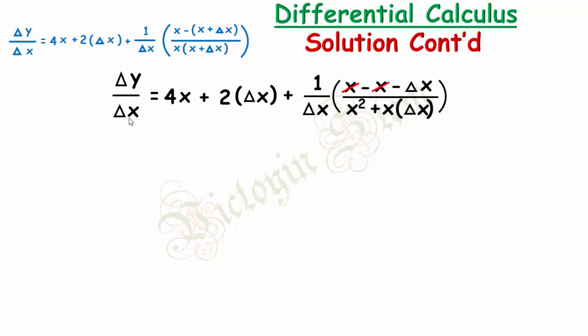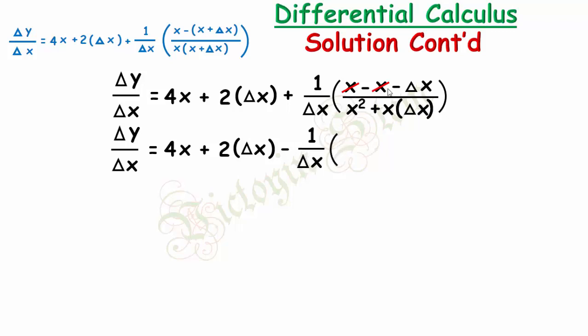Again, I replicate the left hand side of this equation. Delta y divided by delta x equals 4x plus 2 delta x. Now plus times minus is minus. So that looks good, right? So I'll have 1 divided by delta x. I'll open up a bracket. Now I've resolved the numerator into a simpler form, and I'm left with delta x. I'll rule my line and I'll replicate the denominator, x squared plus x delta x. I close up the bracket.